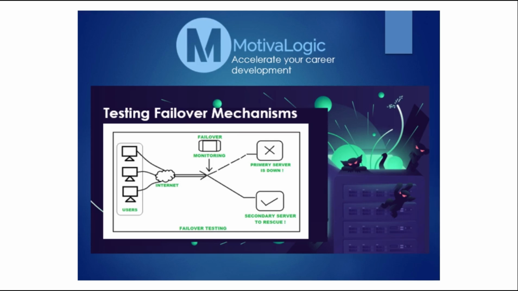3. Testing failover mechanisms. Testing failover mechanisms involves evaluating a system's ability to automatically switch to a backup or redundant component in the event of a failure. This ensures that critical services continue running smoothly even when primary systems experience issues. By simulating failures and testing failover responses, organizations can validate the reliability and effectiveness of their disaster recovery plans and minimize downtime.